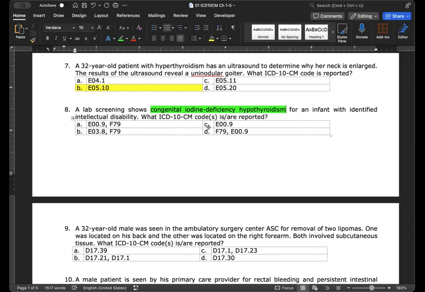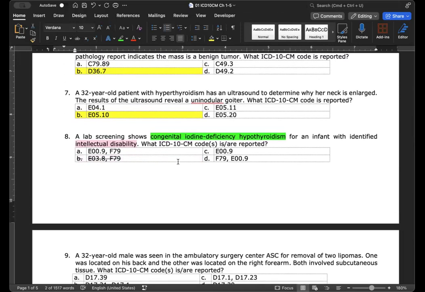So we know E00.9 is our code. So we're going to rule out option B. Are we also going to code our intellectual disability? Yes. Okay. So we are going to rule out letter C because we know we need that as well. Now the real test comes because F79 is in both, right? Which one should we sequence first? Should we sequence the iodine deficiency or the intellectual disability first?